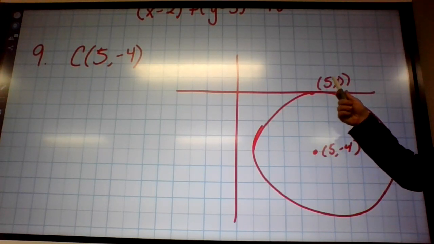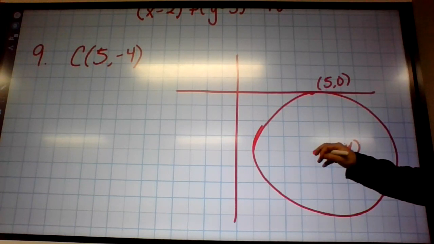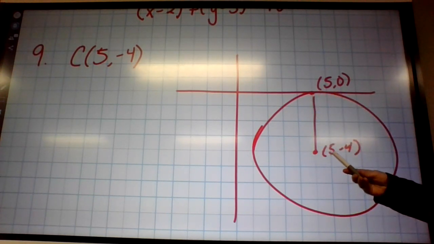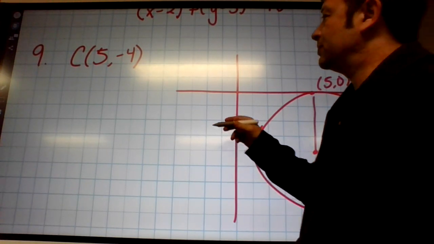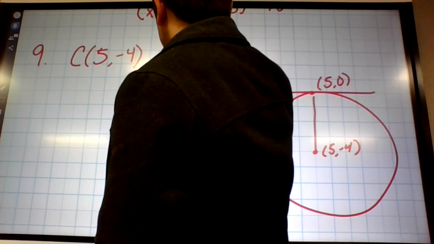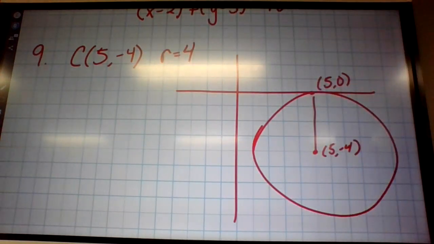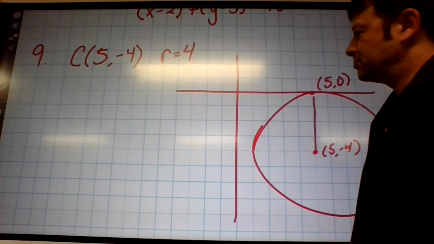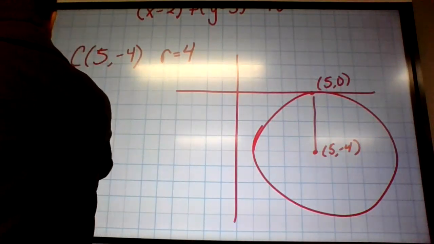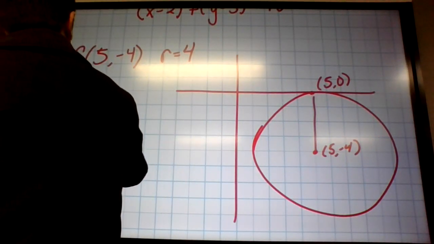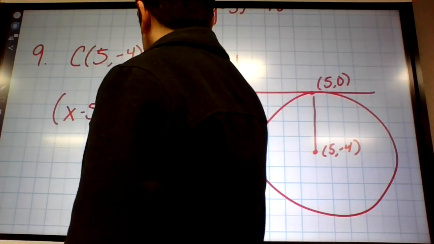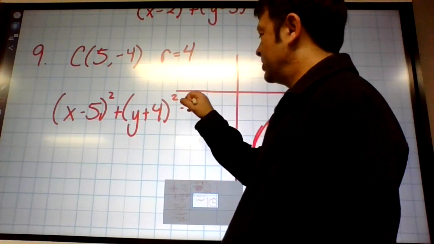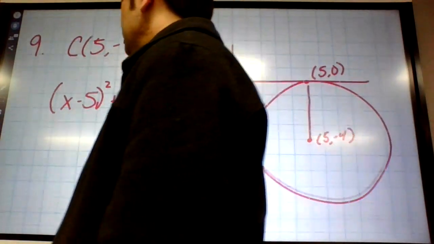Anyway, we can use these 2 points to find the radius. And actually, we don't even need the distance formula. How far is it from there to there? 4. Distance can't really be negative. So the radius is 4. That means 5 to the right, x minus 5 squared. 4 down, y plus 4 squared equals the radius squared, 16.